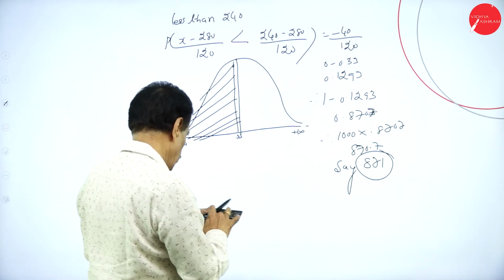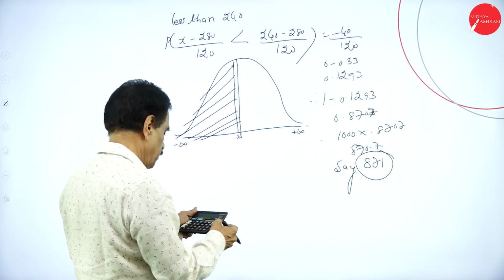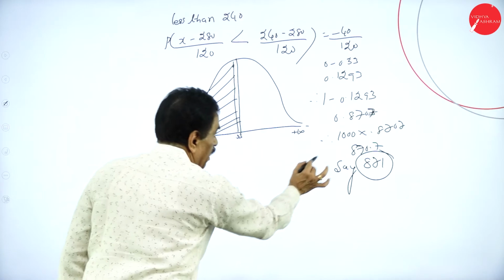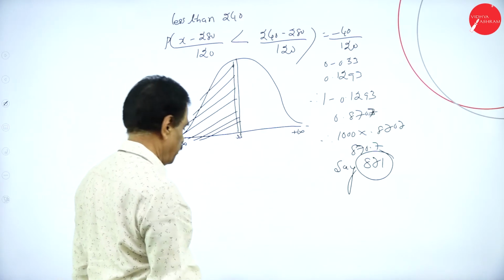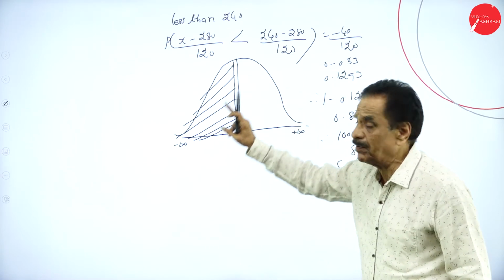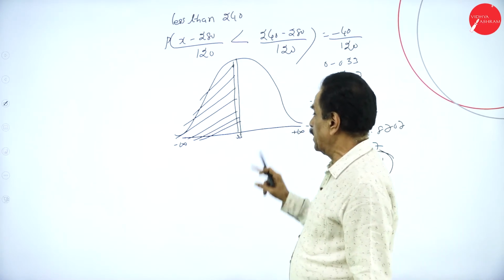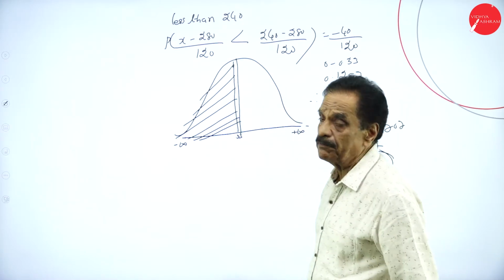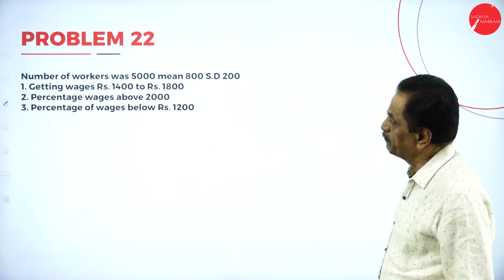Divided by 120, you find out the 0.33 value. So the entire value is equal to 1. Out of that, deduct so much is occupied. Simple. You must be very careful about this. The entire lot is equal to 1. This is negative. This is positive. We'll move on to the next problem.